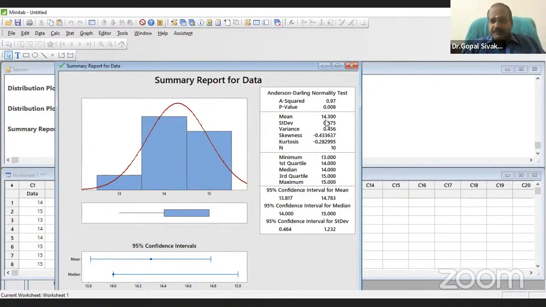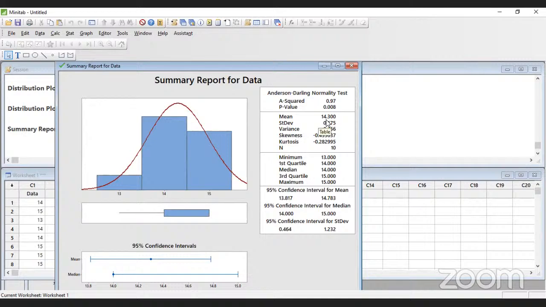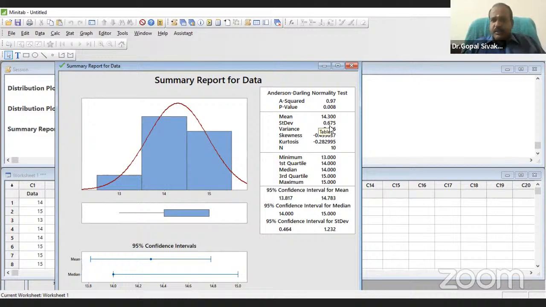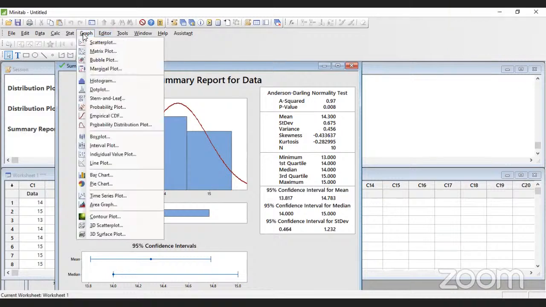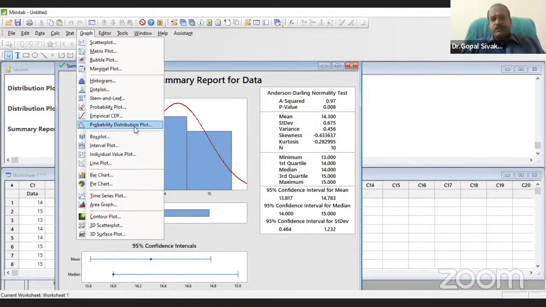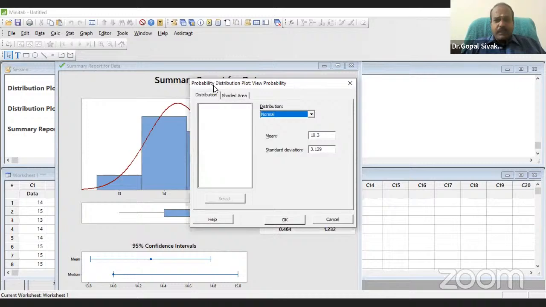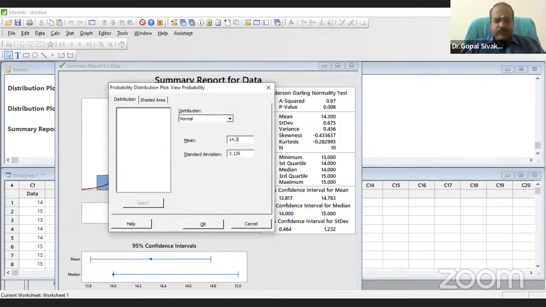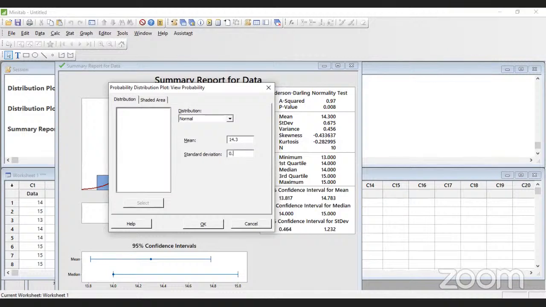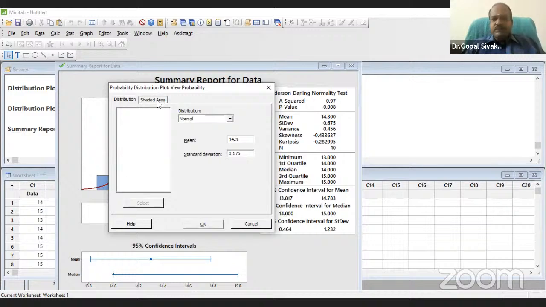And now what is the mean? 14.3. So 14.3 is the mean, 0.675 is the standard deviation. Please remember this. Graph, Probability Distribution Plot, View Probability. So the mean is how much? 14.3. Standard deviation is how much? 0.675. And now the shaded area.